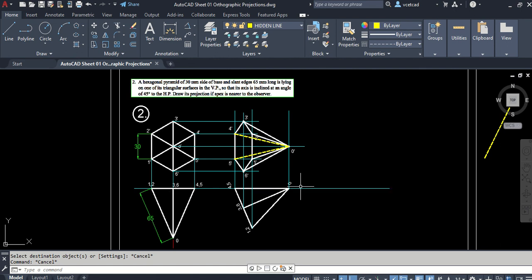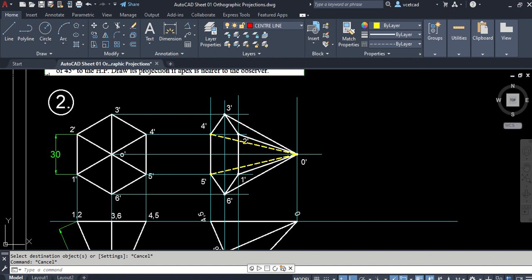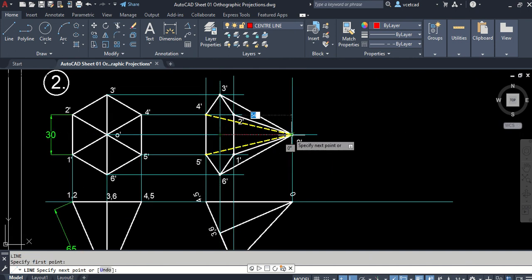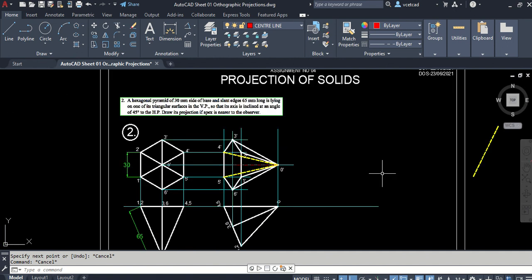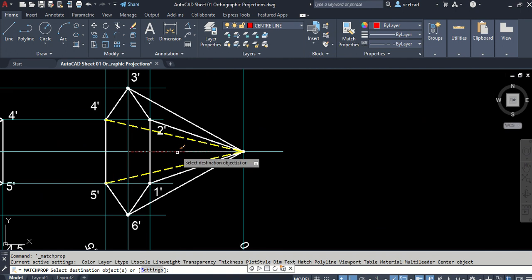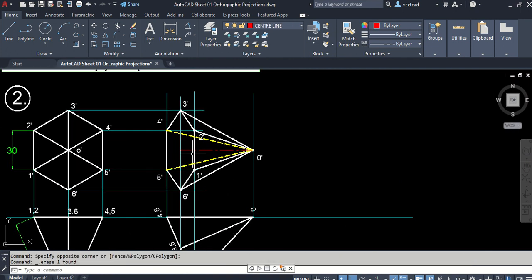Now in this stage 3, the axis is inclined at an angle of 45 degree. So let us draw the axis first, and then if I want to show the axis, this is the axis of that problem. So now I'll just say match properties, and I'll show the axis for clearance. Okay, now axis is visible.